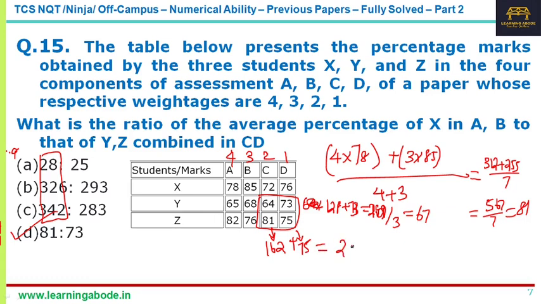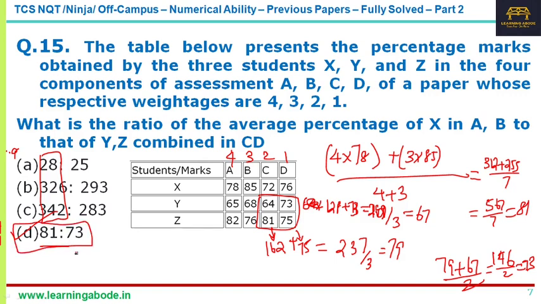Now here, this is 162 plus 75. Okay, that's 237 by 3. Now that's 79, right? And so 79 plus 67 by 2. See, we have already considered all the weights. So now we can here divide by 2, right? Now that would be 146 by 2. That's 73. Okay, so 87 is to 73. Now that's the answer for this question. Answer option D, question number 15.